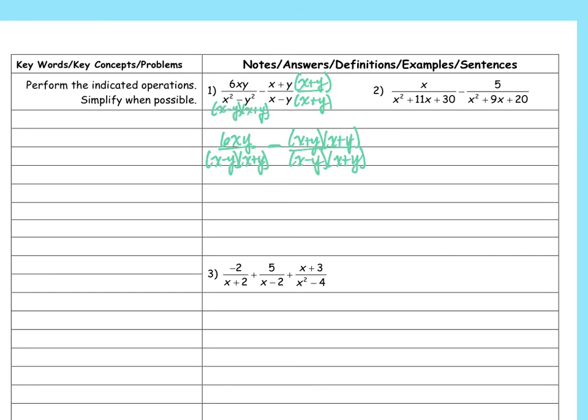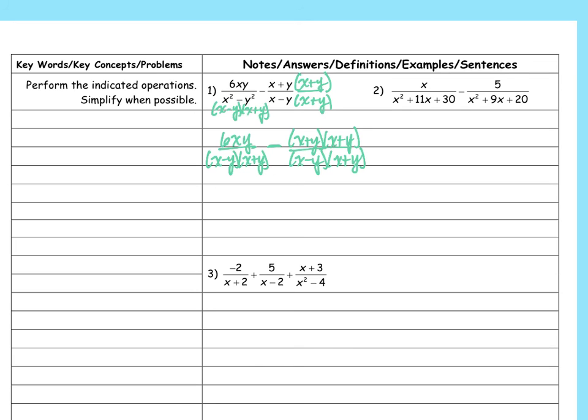And now I'm going to multiply the top out, because I do have to multiply the top out so I can combine the like terms. Oh, there is one on the homework? Okay, great. I can't talk today.